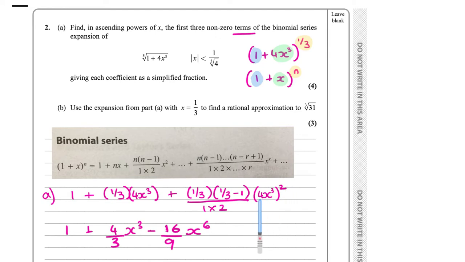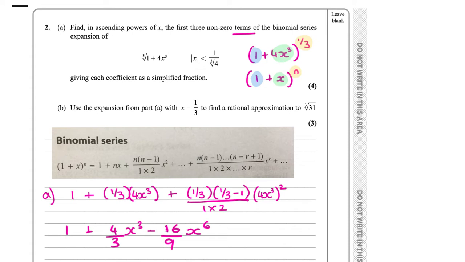Okay, make sure you square this 4 as well. That's how you're going to get the 16 over 9. Given each coefficient as a simplified fraction. Okay, I cannot tell you how easy was that for 4 marks. Really simple. Brilliant. Now it says, use the expansion from part A with x equals a third to find a rational approximation to the cubed root of 31.